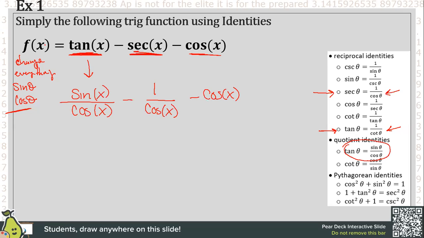Now, you're probably saying, what does that mean? I just changed them. Well, keep in mind, let's see if we can combine more like terms.